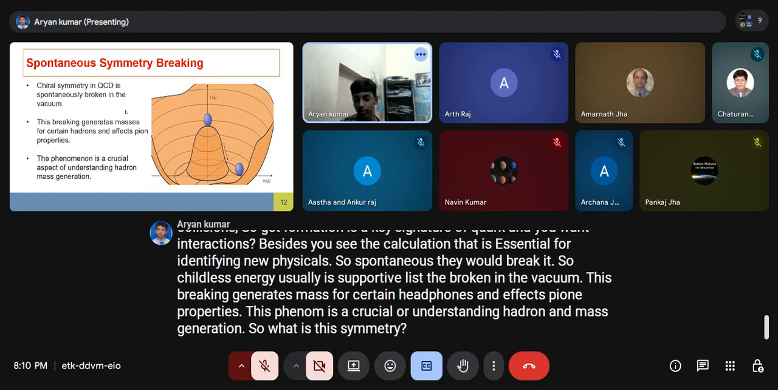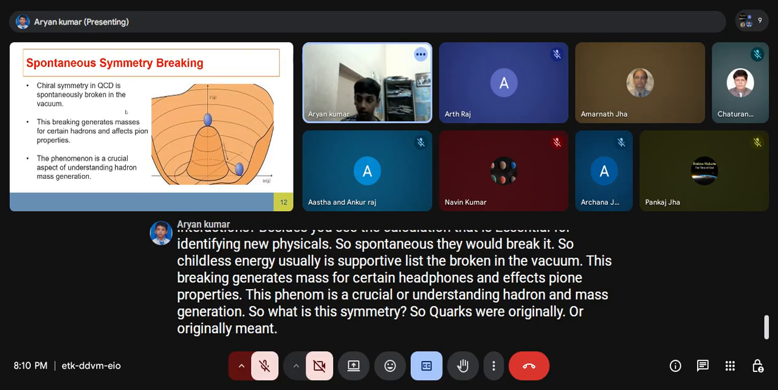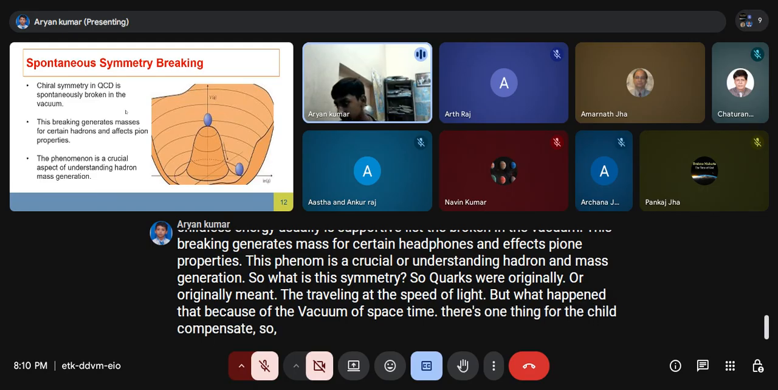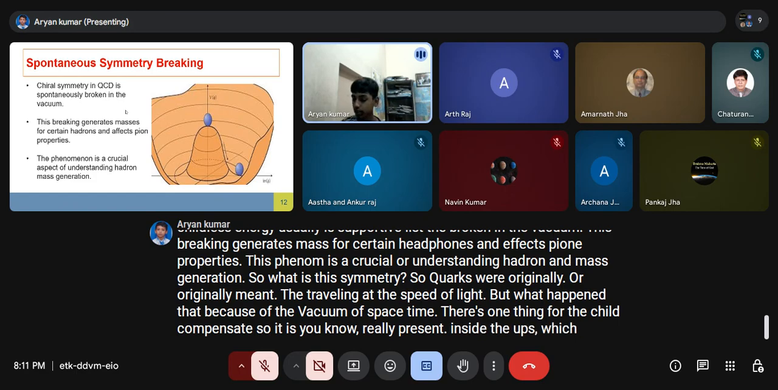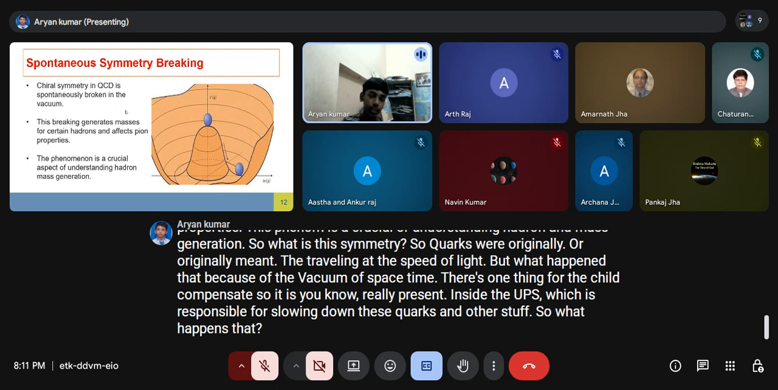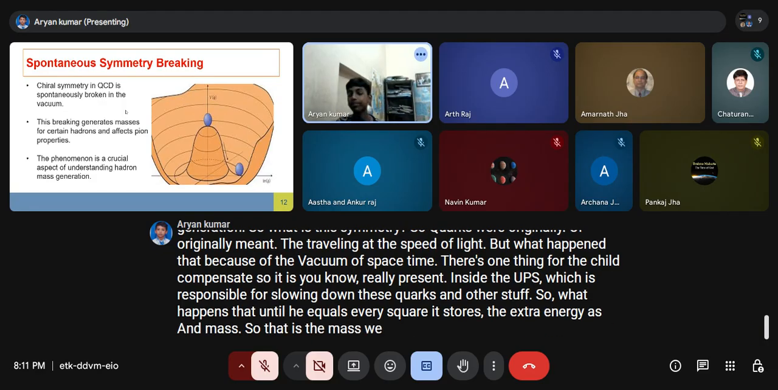So what is this symmetry? Quarks were originally meant to be traveling at the speed of light. But because of the vacuum of space-time, there's something called the chiral condensate. It is majorly present inside the nucleus, and is responsible for slowing down these quarks. Due to E equals mc squared, it stores the extra energy as mass. That is the mass we see and observe.